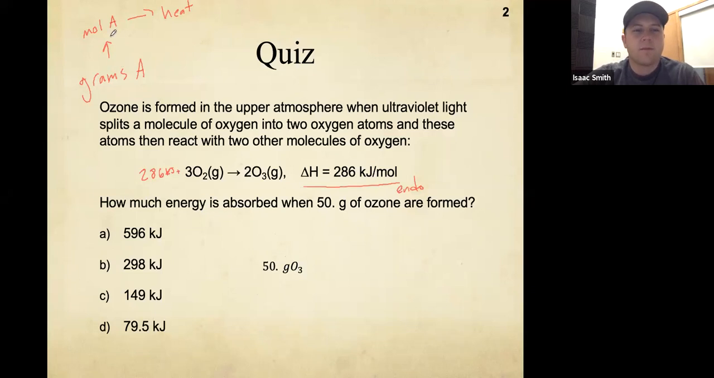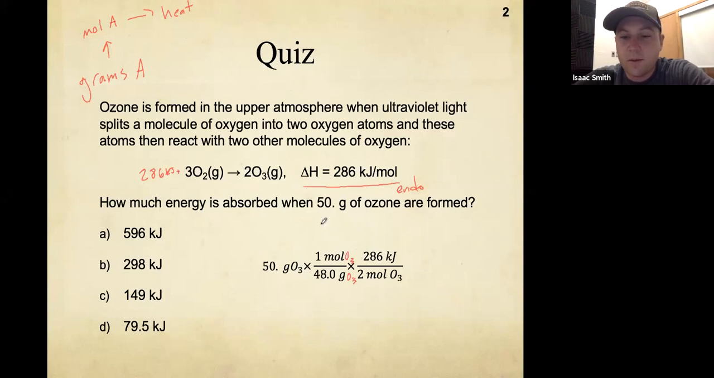To convert from grams to moles, we're going to need the molar mass of ozone. The molar mass of oxygen is 16, times 3 would be 48. So this is grams of ozone and moles of ozone. Then to get from moles to heat, we're going to use the heat conversion using the coefficients from the equation. So 2 moles of ozone require 286 kilojoules of energy. Run that calculation and you get 149 kilojoules are required to produce 50 grams of ozone.